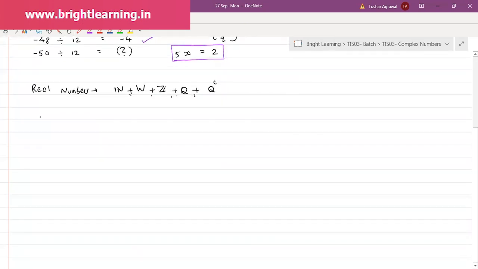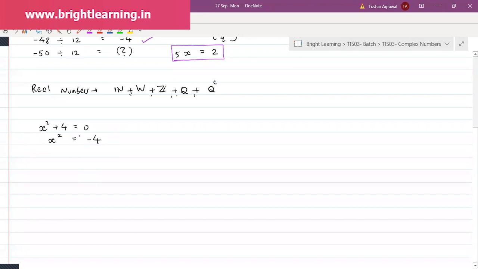Still now, to solve this kind of question, like say x square plus 4 is equal to 0. With the numbers that we know up till now, the real numbers, this equation is not solvable in the set of real numbers, because x square is equal to minus 4. There is no such real number whose square can be negative 4.